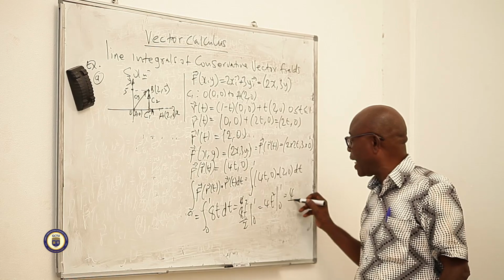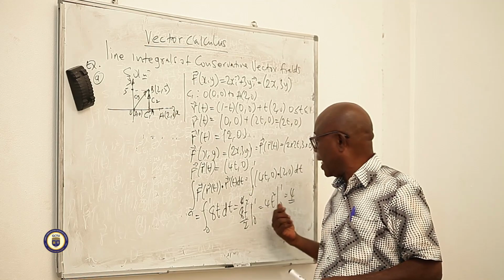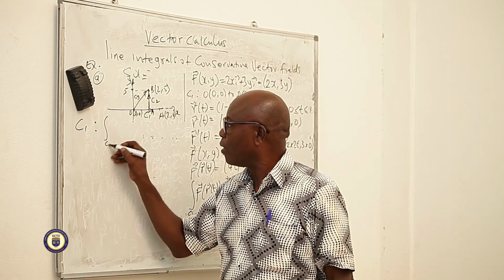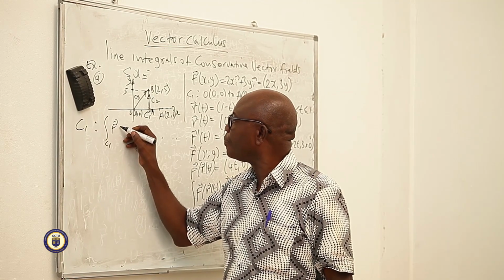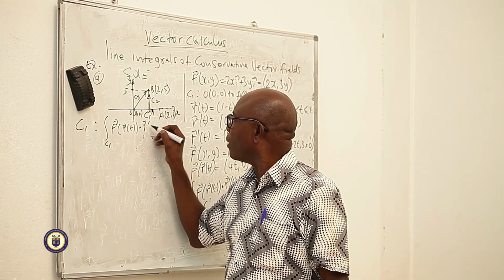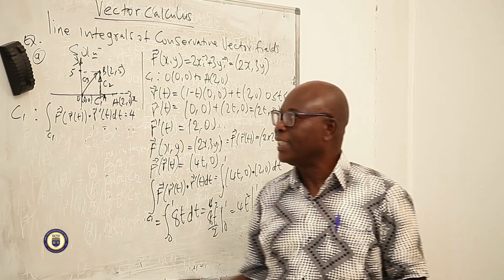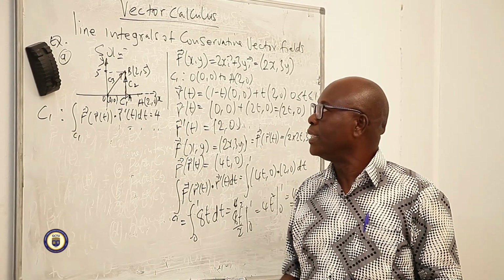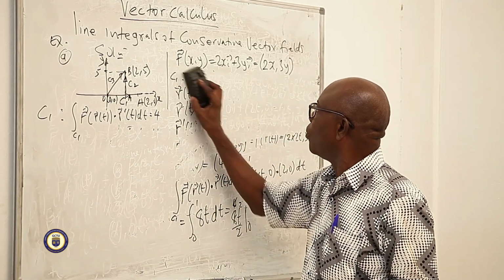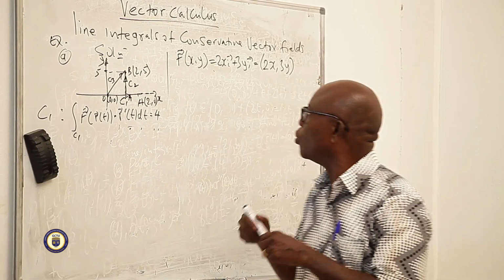So it means that along the path C1, the line integral of f of r of t dot r prime of t dt should give us 4. We are going to look at C2, the path along C2. And so we can quickly take this one off, and then we will find the line integral along the path C2.